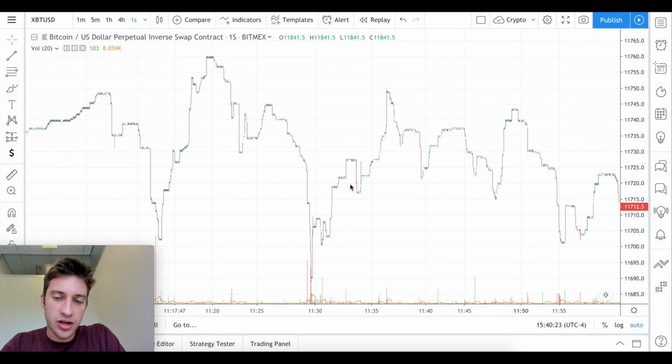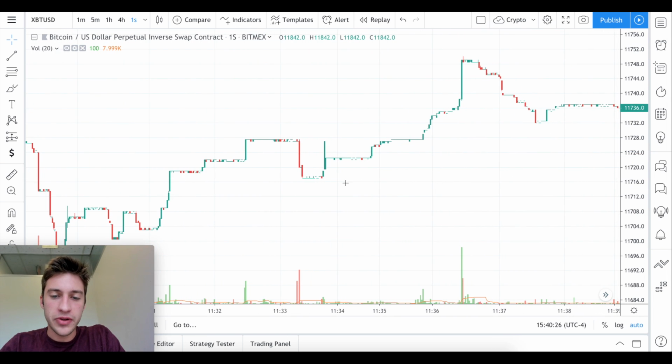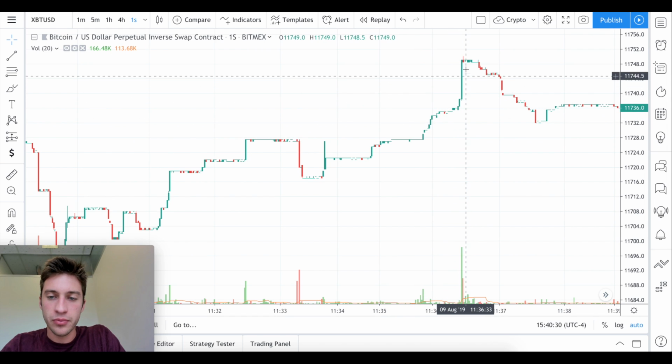The first thing that I want to talk about is a demand run. A demand run is when you see price just going one way, and that's up. This is a demand run. Price was just going up.